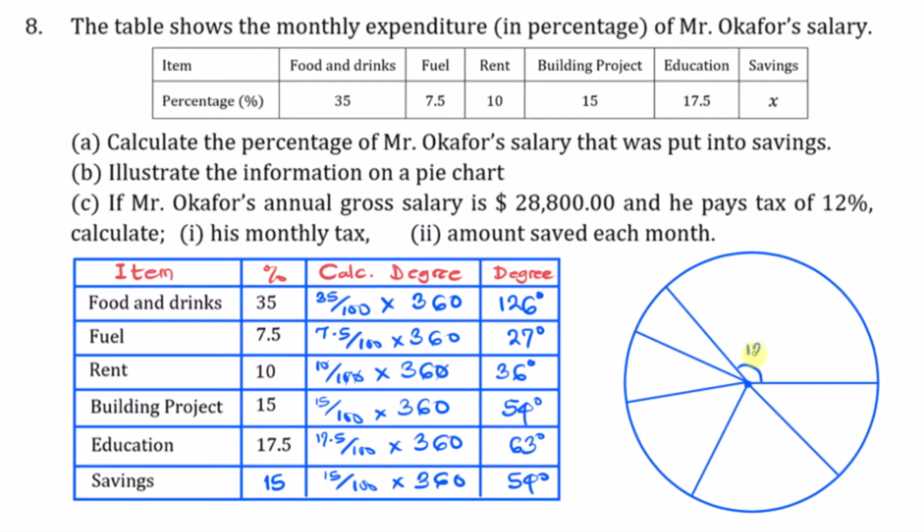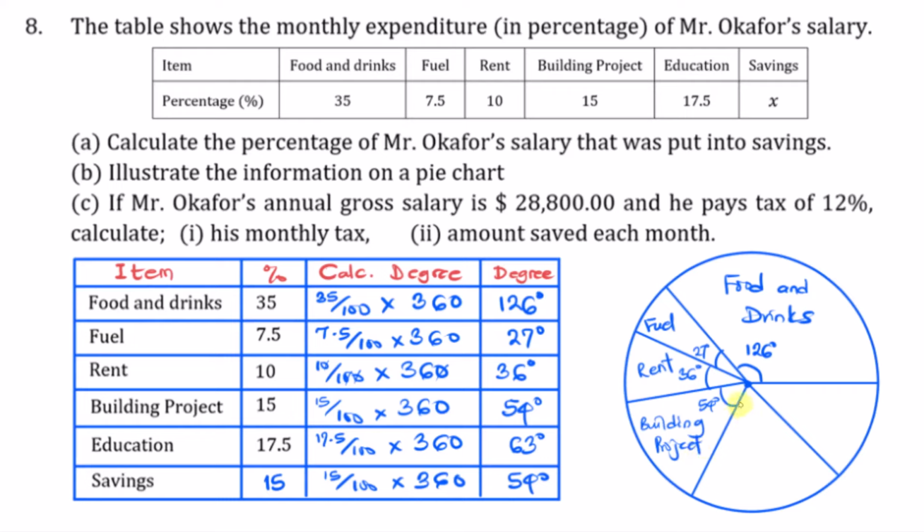This is 126 degrees for food. You need to label correctly, food and drinks. Okay, and then next, this is 27 degrees, and that is for fuel. Then I have 36 degrees, and that is for his rent. Then I have building project. This is 54 degrees, and that is his building project. Once you are just consistent like this, you get your full mark.